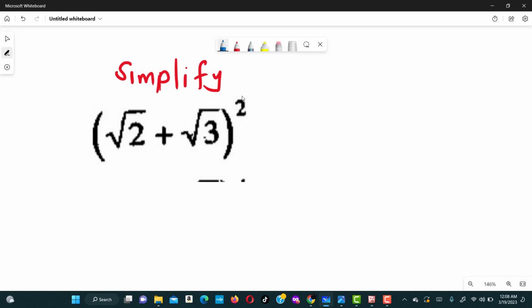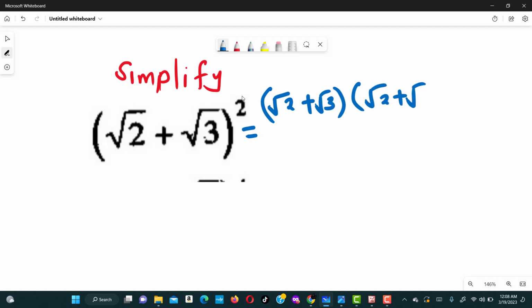In this video, we will simplify surds. In this question, we are asked to simplify the square root of 3 plus the square root of 2, squared. This can be written as the square root of 2 plus the square root of 3 multiplied by the square root of 2 plus the square root of 3.